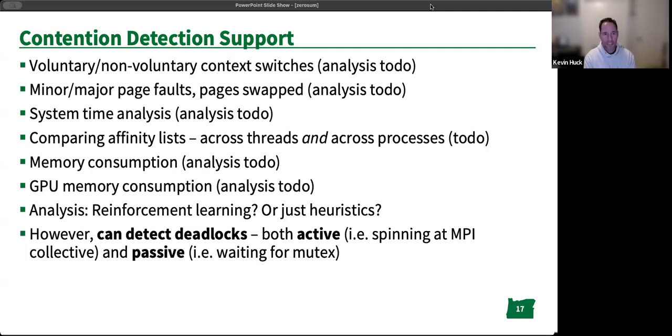We would also capture the memory consumption, the GPU memory consumption. And the question is whether we can do this analysis with reinforcement learning or some other form of AI, or if we can just use heuristics and keep it simple. And I mentioned that because we're capturing all this data, we can detect deadlocks, both active and passive.